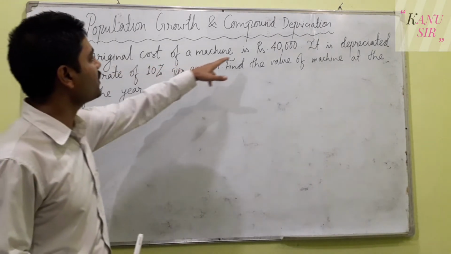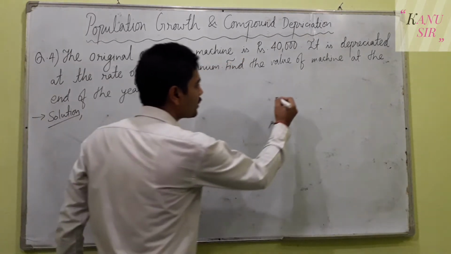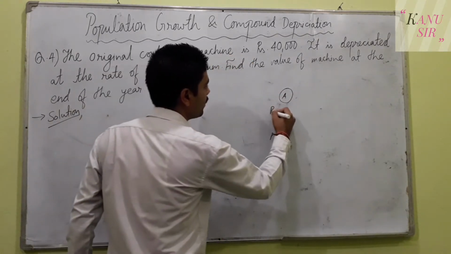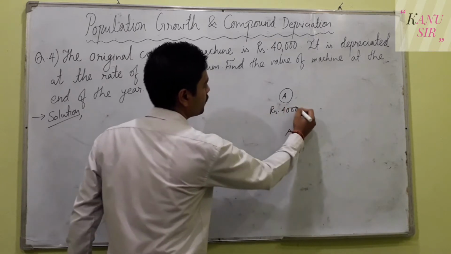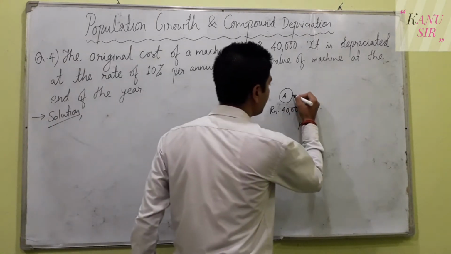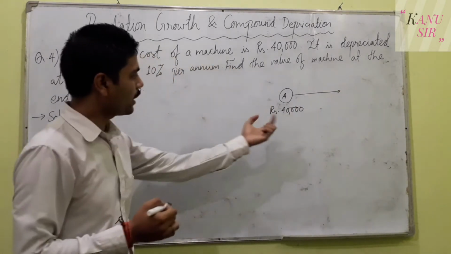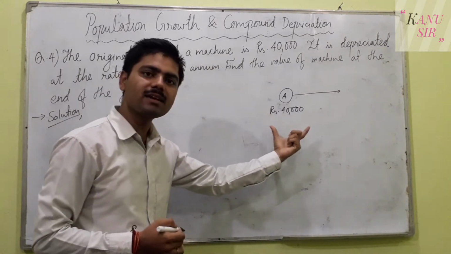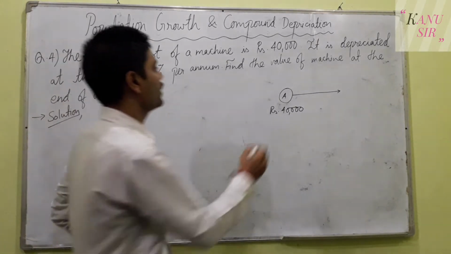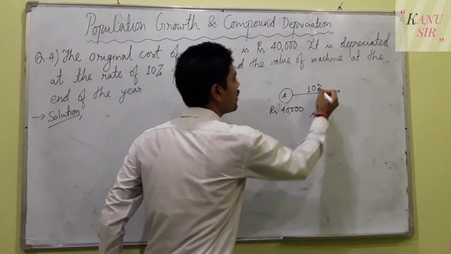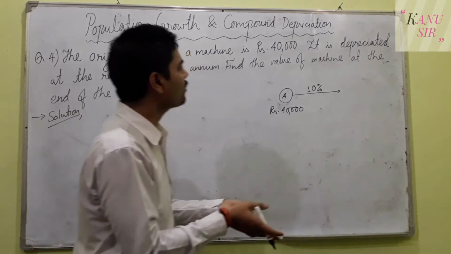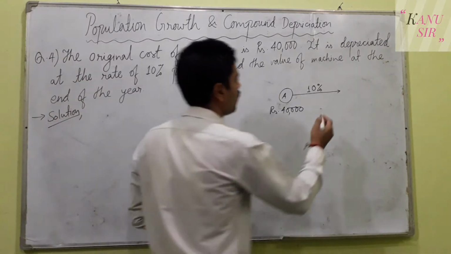The original cost of a machine is rupees 40,000. So make a timeline. Let the machine be denoted A, and its original cost is rupees 40,000. It is depreciated at the rate of 10% per annum. It means the value of the machine gets decreased every year by the rate of 10%. Then find the value of the machine at the end of the year. At the end of the year, it means just 1 year.